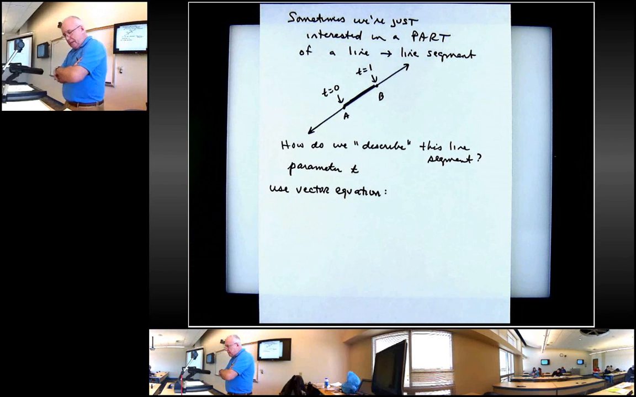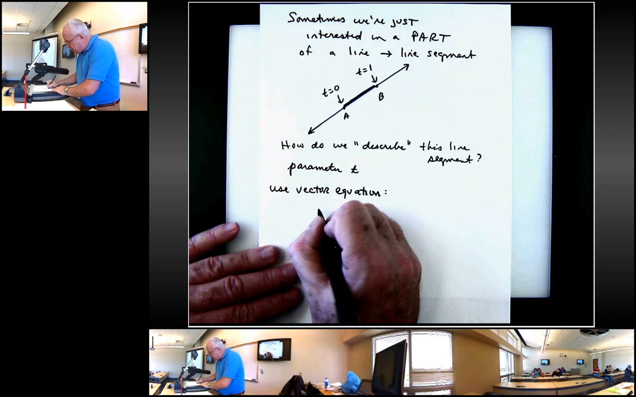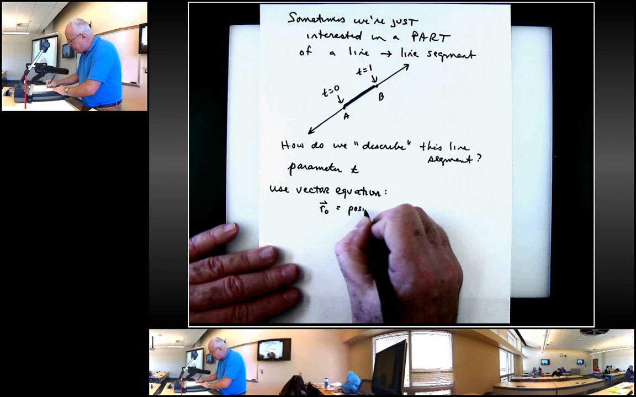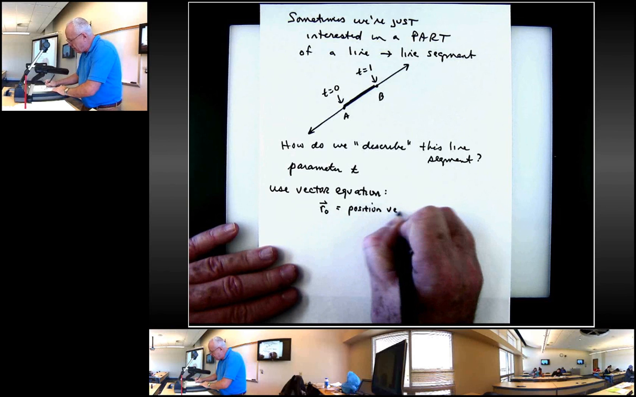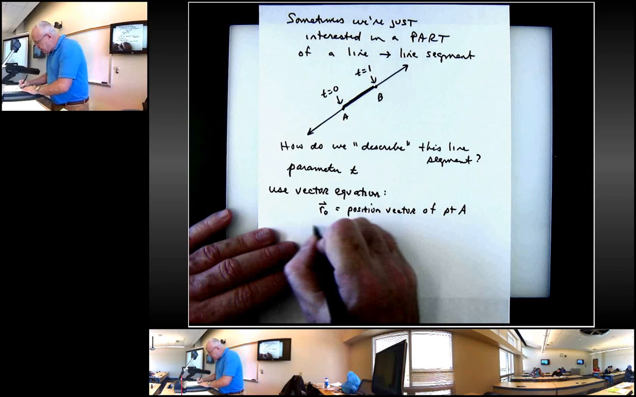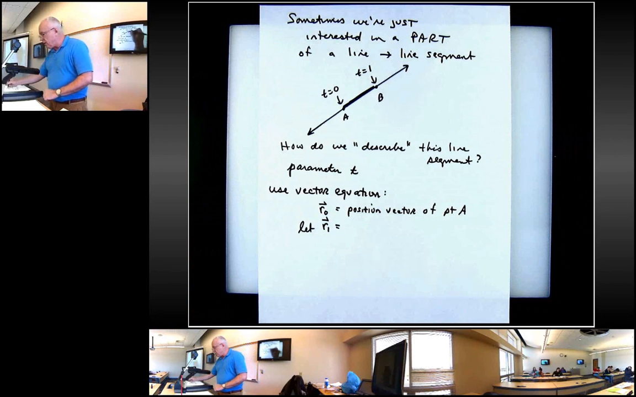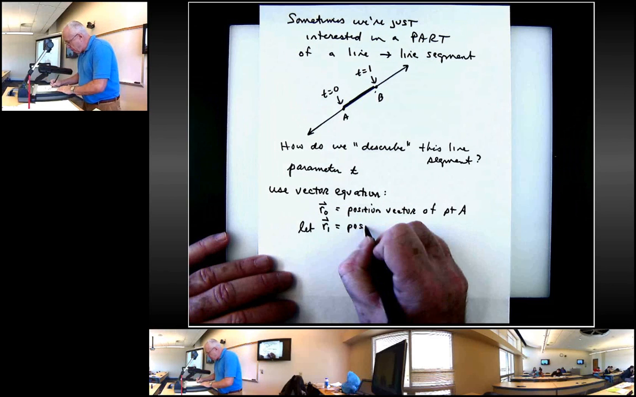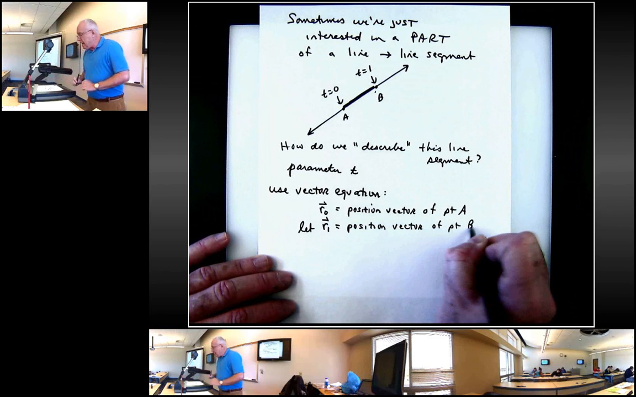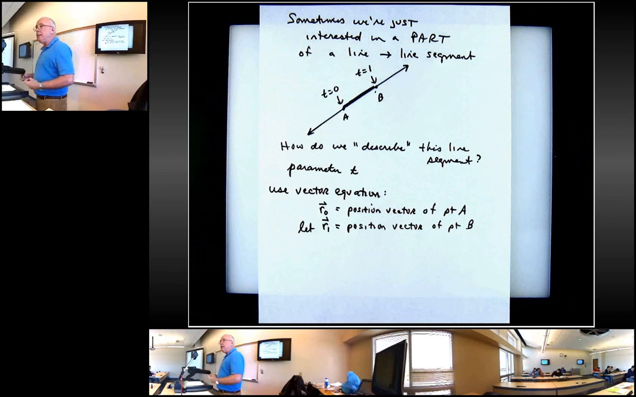So we're going from A to B here. So we're using a vector equation. So let's have our R naught, we need an R naught, and let that equal the position vector of point A. And let another one, R1, equal the position vector of point B. Now, we then can get the direction vector going from A to B.